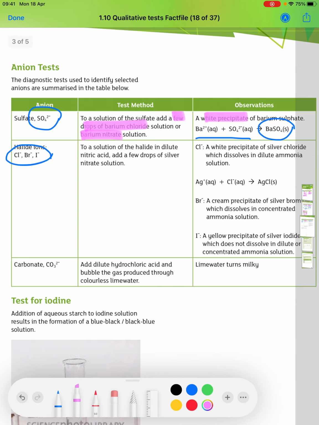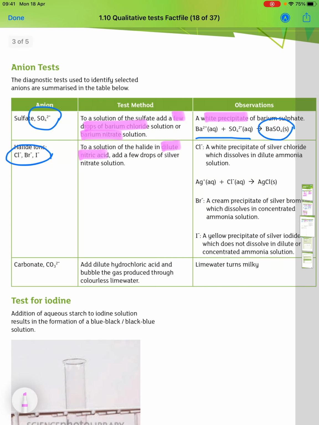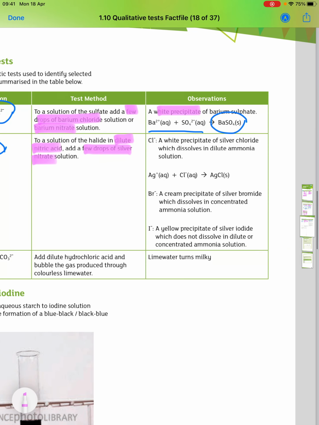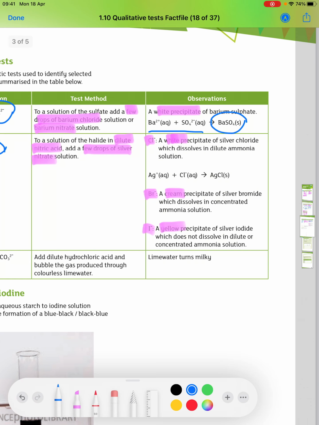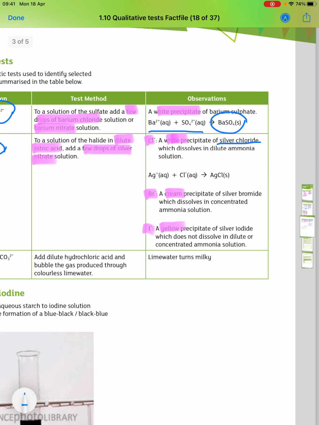The halide ions, chloride, bromide and iodide: we're adding dilute nitric acid to a solution of the halide followed by a few drops of silver nitrate solution. So for chloride we get a white precipitate. For bromide it is cream, and for iodide it is yellow.